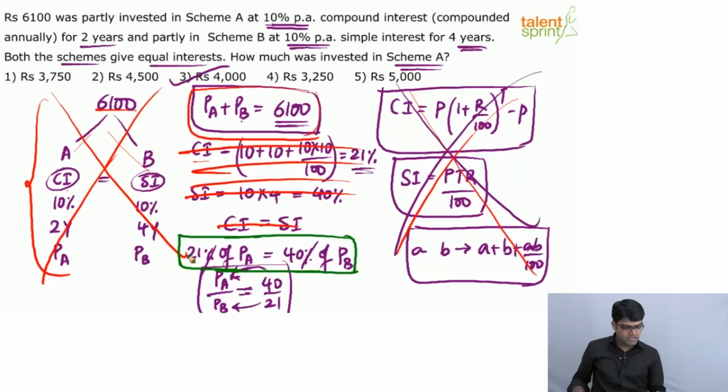That 21% of principal in scheme A is equal to 40% of principal in scheme B. Are you able to follow? 21% of principal in A is equal to 40% of principal in B. That's it. Get the ratio from that. Total amount is known to you. Split that amount according to the ratio.